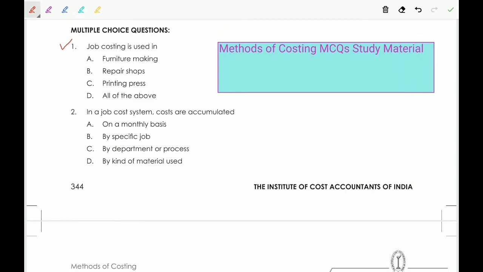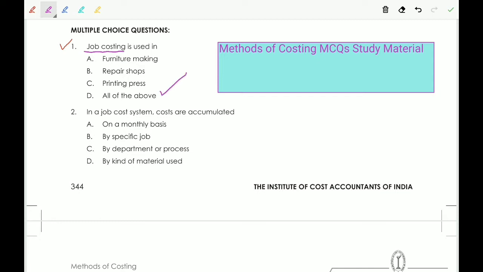Job costing is used in option A furniture making, B repair shops, C printing press, D all of the above. So we know that job costing is used in furniture making and repair shops and printing press also. Option D is the answer.